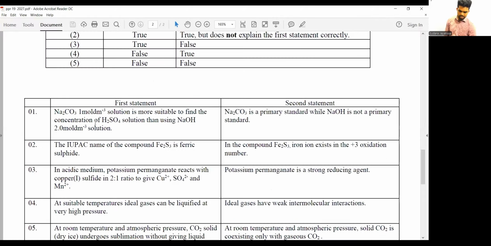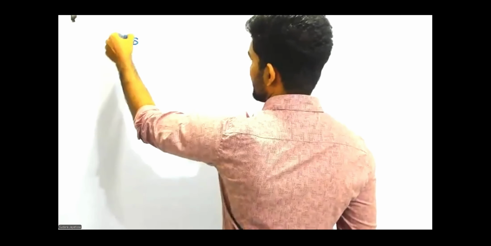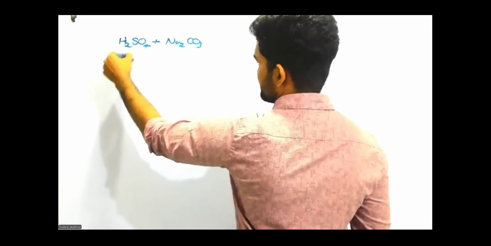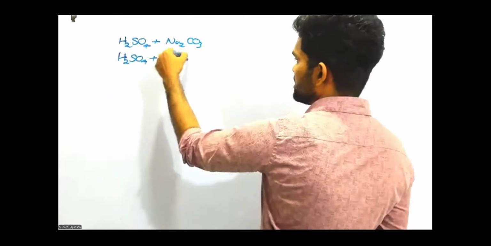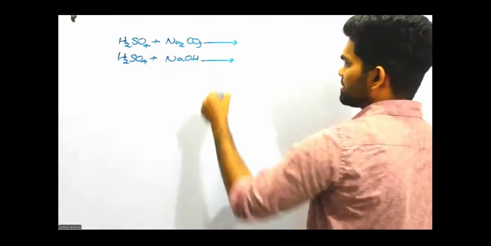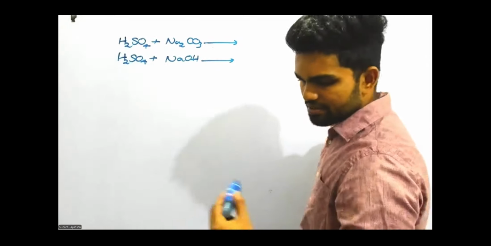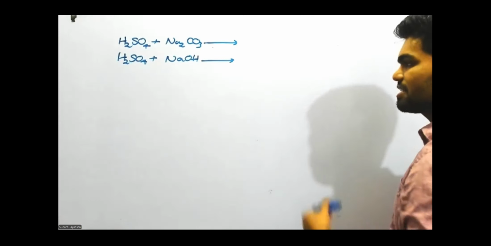See, sodium carbonate 1 mole per decimeter cube solution is more suitable to find the concentration of sulfuric acid solution than using sodium hydroxide 2 mole per decimeter cube solution. Now when you take the reactions, sulfuric acid reacts with both sodium carbonate and sodium hydroxide. So it's not a problem with the reaction. The problem is one of these two chemicals is not a primary standard substance.